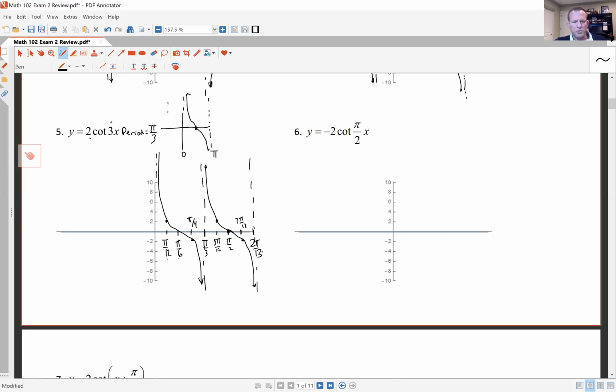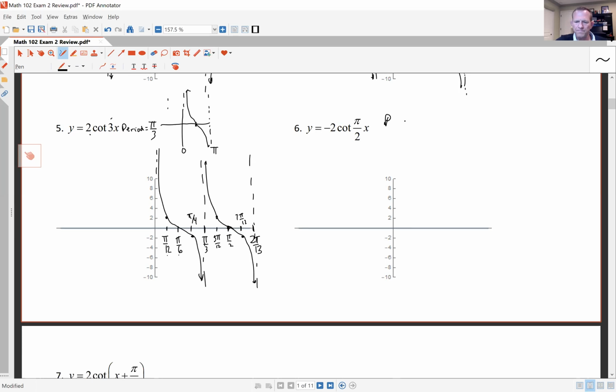So that's the graph of 2 cotangent 3x. To graph -2 cotangent pi over 2x, first we want to look at the period. Pi divided by pi over 2 is a period of 2. So we're going to go 1 full period of 2. 2 full periods is 4. There's the 2 full periods.